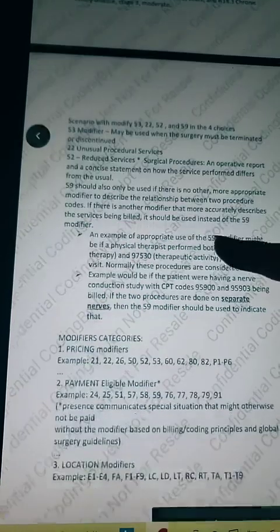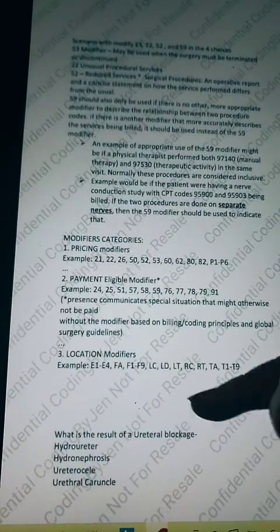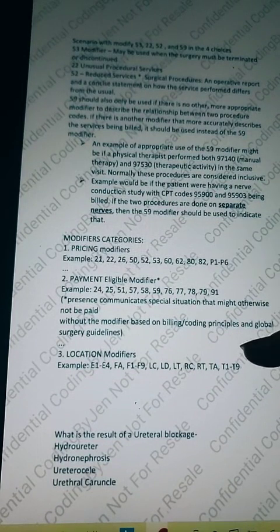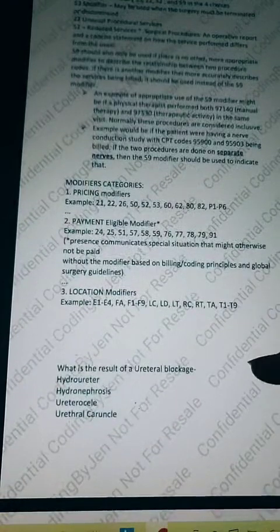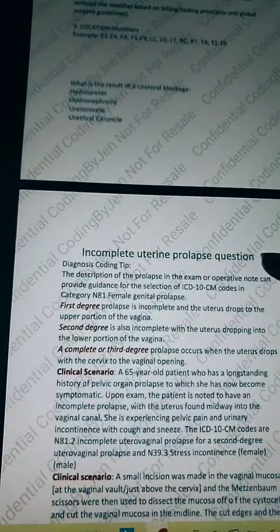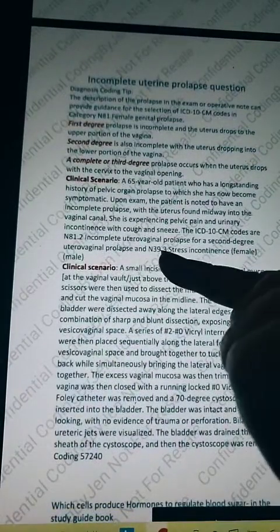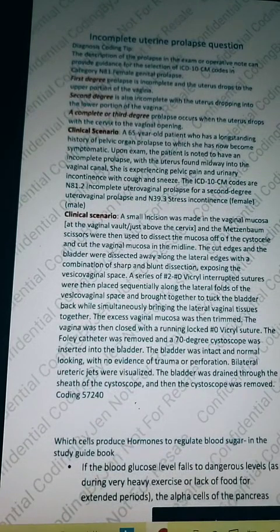But I have some examples here of how you should code it for the AAPC CPC exam. And I've divided up all your modifiers so that you know which ones are pricing modifiers, payment modifiers, or location modifiers. More urethra blockage issues, same information. We've got uterine prolapse questions: first degree, second degree, and a complete or third degree. I have some clinical scenarios here on how you would code it with the diagnosis codes and your CPT code, and how you fix those situations.